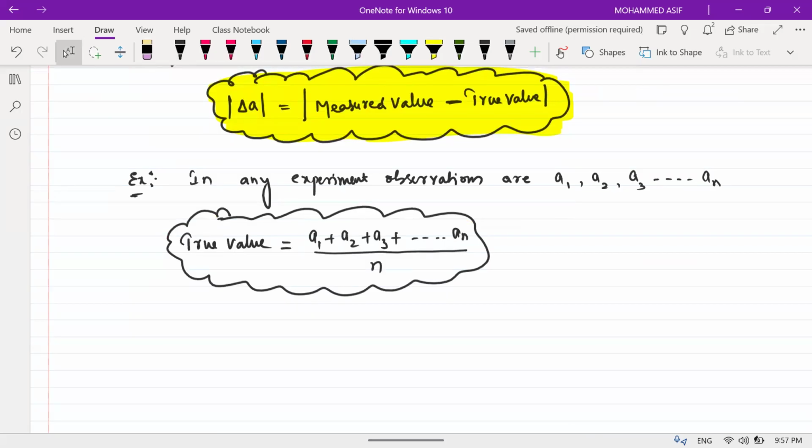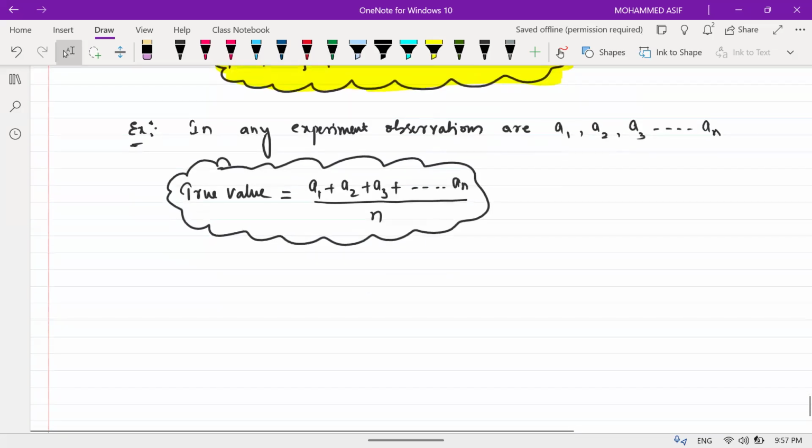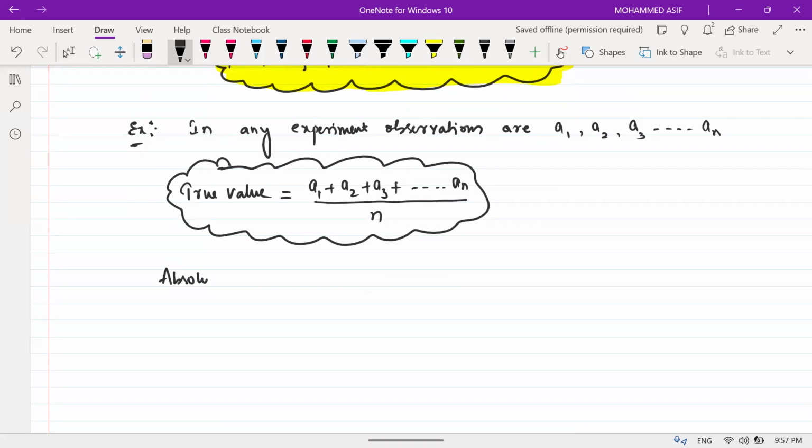Now, what are A1, A2 and A3? They are the experimental observations. I know the experimental observations. That means the absolute error will be equal to how much in this one? Absolute error in the first reading.